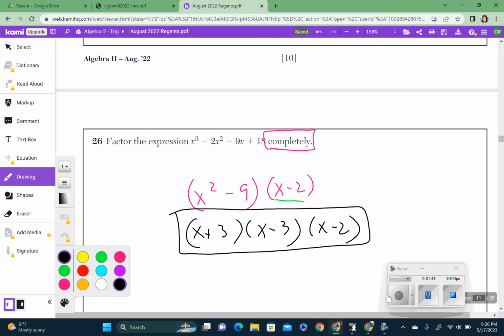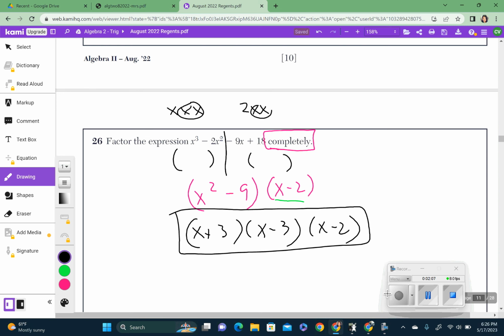I'll do it again. Anytime we have four terms, we just split it down the middle. You factor the left, you factor the right, and whatever's in the bubbles should be the same thing. So think about between x to the third and 2x squared. x to the third is 3 x's, and 2x squared is a 2 with 2 x's. So what is common? There are 2 x's that are common.